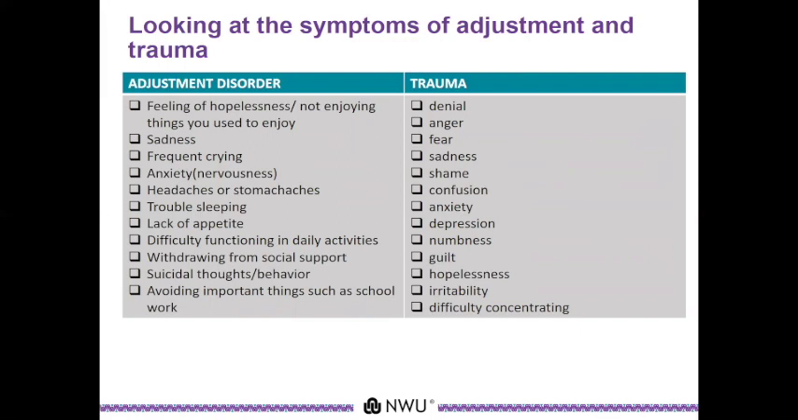Difficulty functioning in daily activities. If you are a very functional person, maybe you like waking up in the morning, you find that the energy is gone, you no longer have interest. Withdrawing from social support, it could be anything social, could even be sitting with parents or friends just for fun. Suicidal thoughts or behavior, avoiding important things such as schoolwork. Before I go on to trauma symptoms, adjustment disorder can present itself for about 3 months.